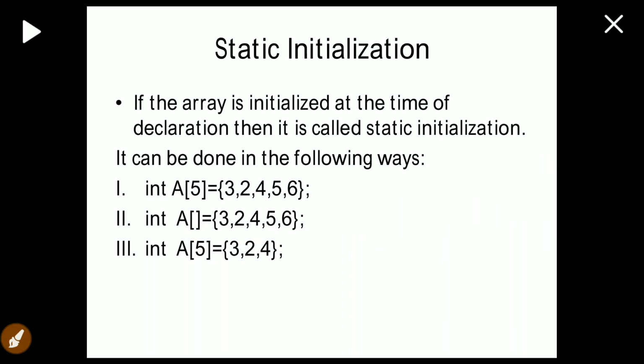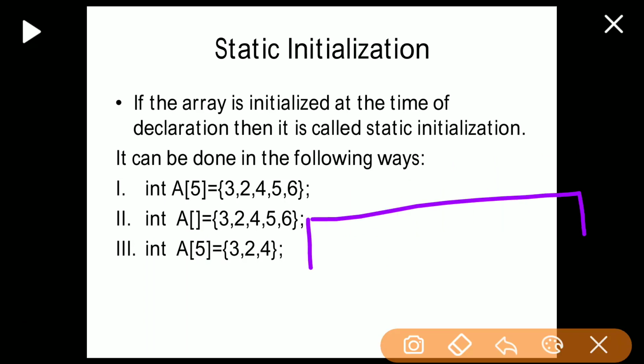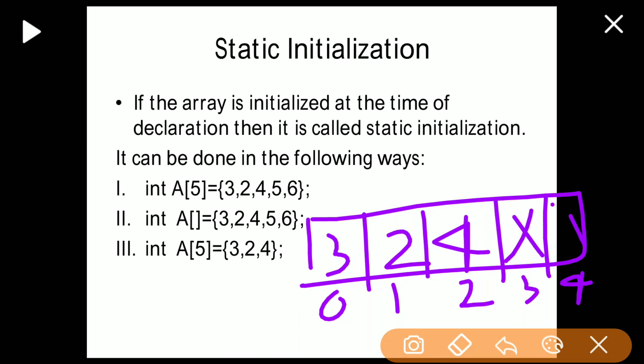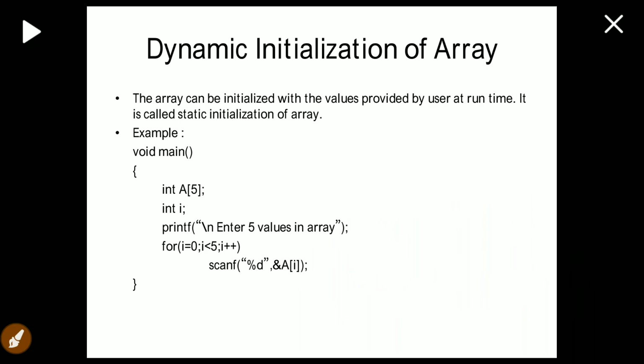Now the third initialization: here the array will allocate memory for 5 integers, but you are just providing values to the first 3 locations of the array, so 0, 1, 2, 3 and 4. It will just assign values 3, 2, 4 to the first 3 locations, and it will not initialize the remaining locations. This is how static initialization works.